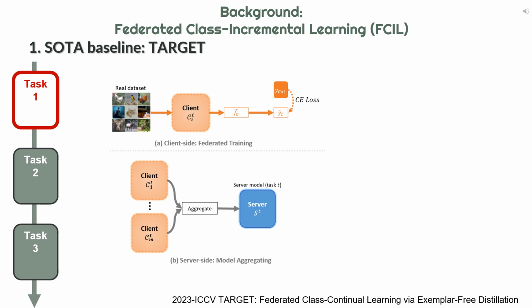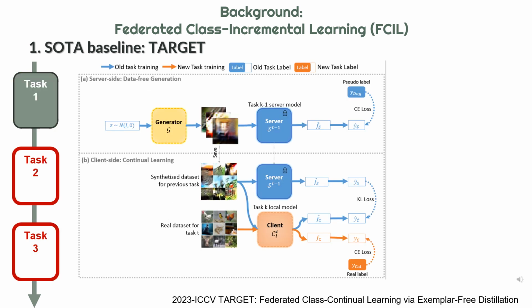In this pipeline, in the first task, they only use the cross-entropy loss to train each client. After that, for each communication round, the server model is calculated by aggregating all client parameters. We call this process the model training phase.